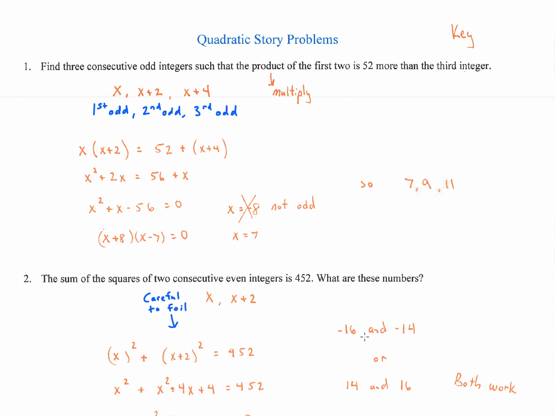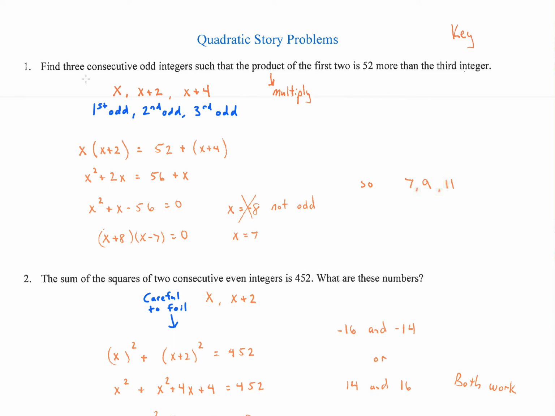Walk you through the setup and the solving part of the quadratic story problems. Find 3 consecutive odd integers. Okay, so already we're going to be looking for 3 odd integers like 13, 15, 17, or 21, 23, 25. We need 3 consecutive odd integers and we don't know what they are.